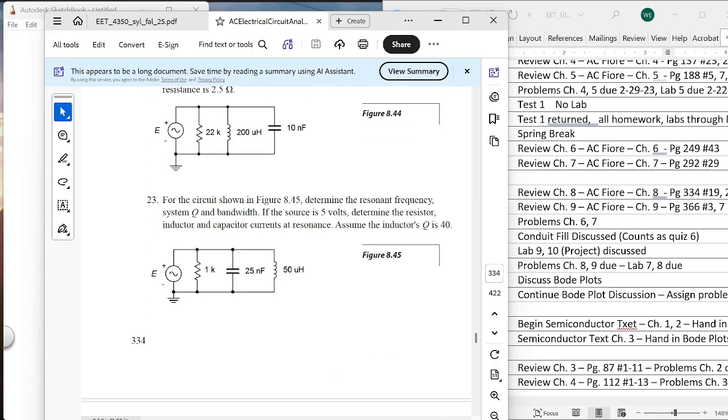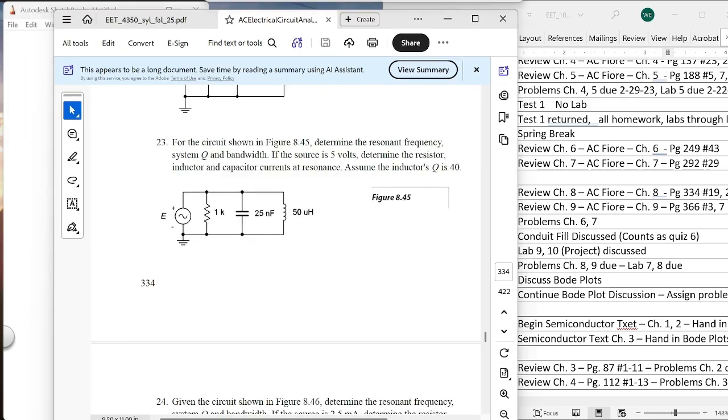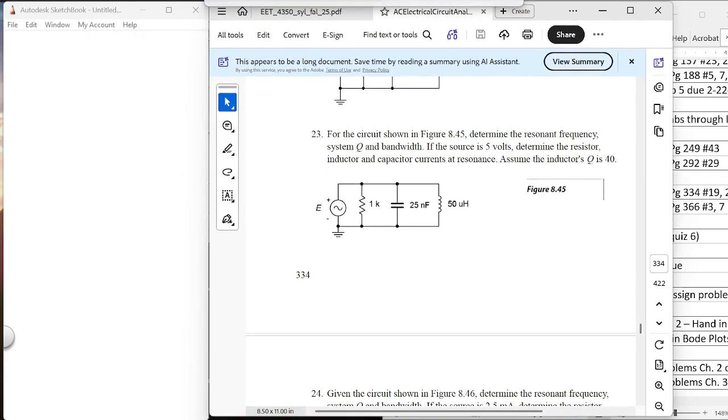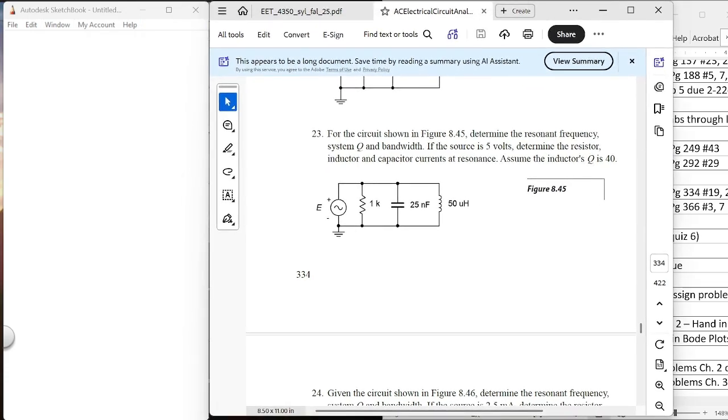Chapter number 9 is three-phase AC, and I'm not going to ask you a question on that because we beat that to death with the solution to the three equations, three unknowns. We did that, and I'm not going to ask you to do that again.